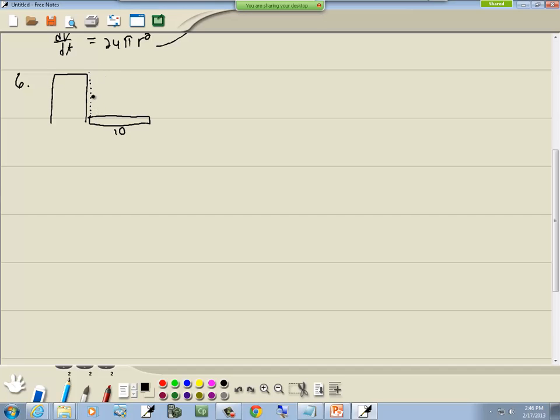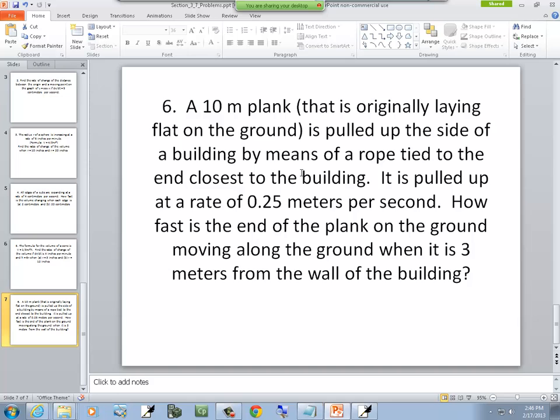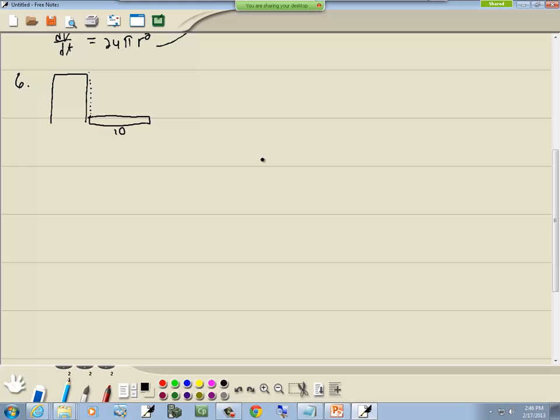So as it's pulled up, it forms a triangle. Now this is always 10 meters. That doesn't change. So as you pull this side up, it drags this side closer. It is pulled up at the rate of 0.25 meters per second. Well, if we think of this as a triangle, here's what it looks like. This would always be our 10. This is our plank. And of course, this is our x and this is our y.